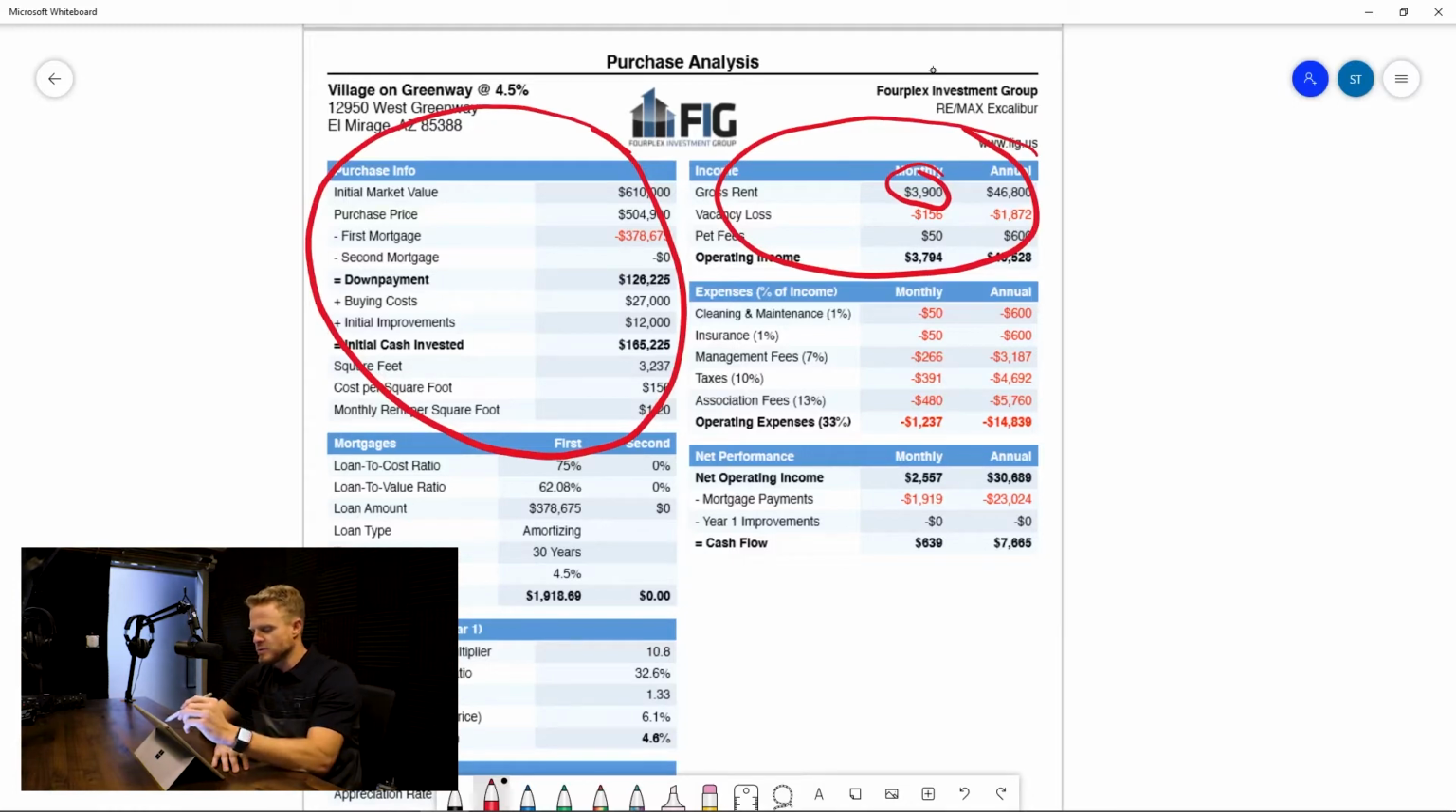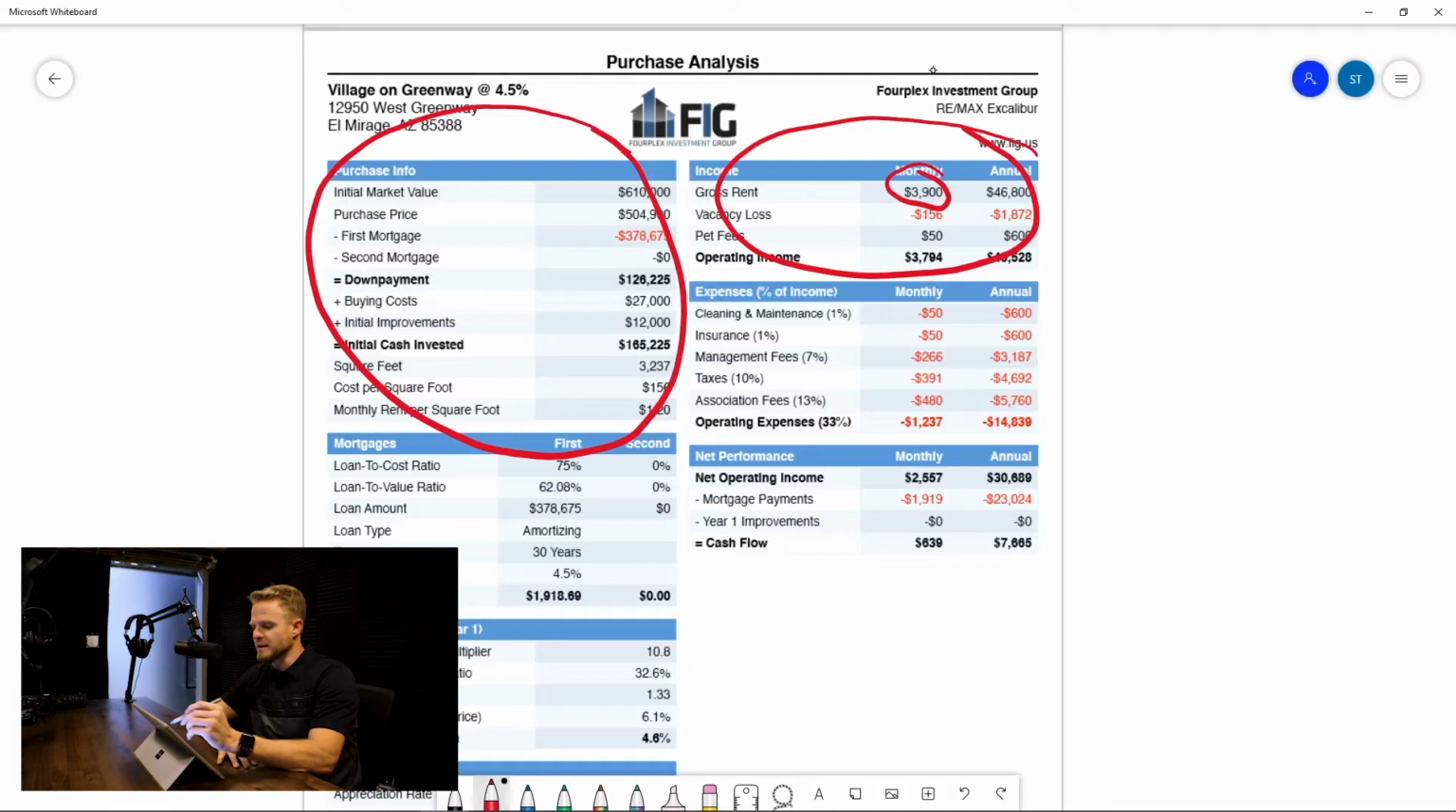There's some additional sources of income that you can look into as well, like a pet fee, maybe a tech package. We don't have it on this one. But essentially, you want to be able to understand what your income is going to be and what you're going to be bringing in on a monthly and yearly basis.